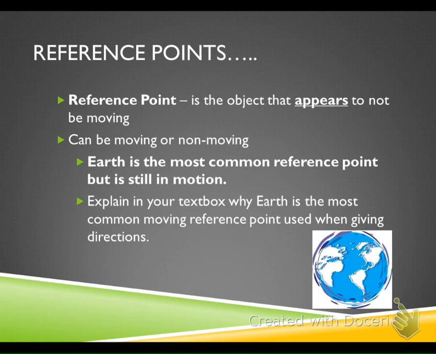Reference points are where an object appears to not be moving. Sometimes reference points are moving and sometimes they are not moving. So for example, if you told somebody to turn right at the big blue house, that would be a non-moving object. And if you told somebody else your relationship to a speeding car versus another speeding car, so you're trying to see how fast you're going, that would be a moving reference point.